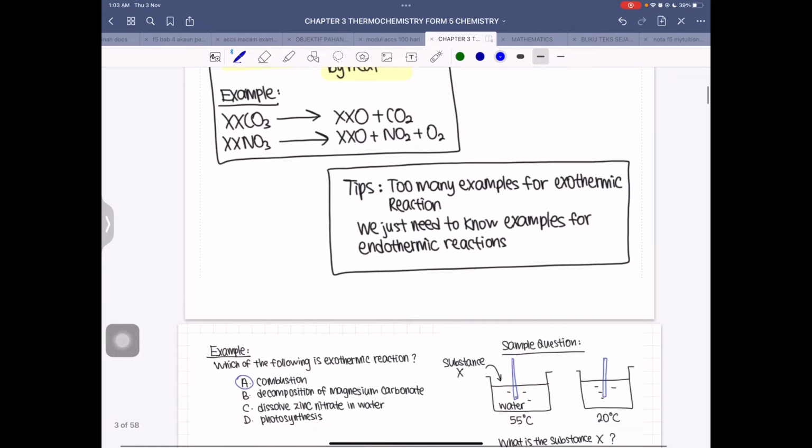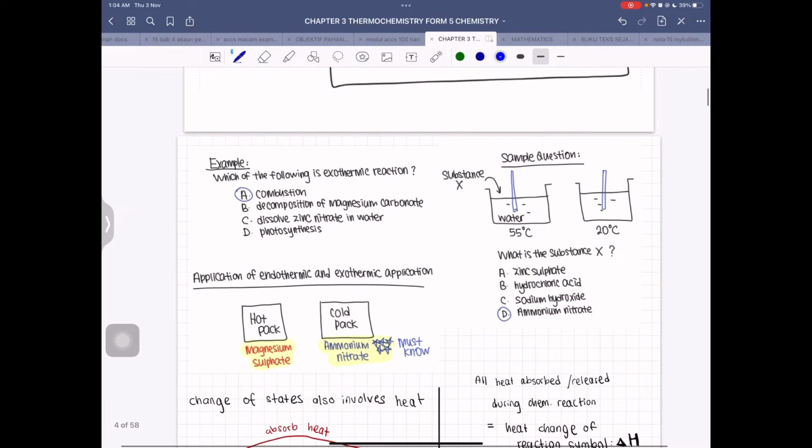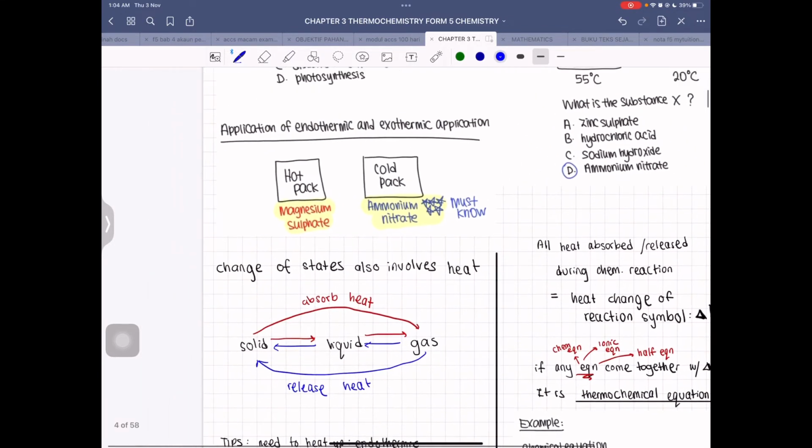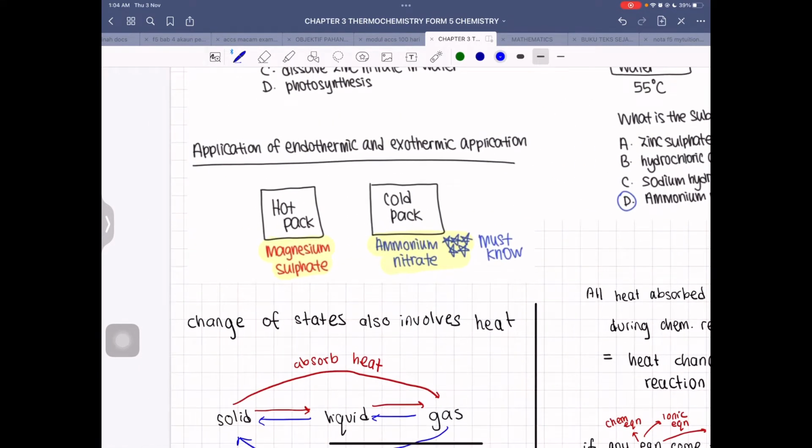Okay, so now we're just going to go next. Hot and cold packs, we just need to take note. Whenever it's a hot pack, we're dealing with magnesium sulfate, whereas for a cold pack, we're dealing with ammonium nitrate. And this is something you must know, magnesium sulfate. How to remember it, I'm not sure. You have to create your own acronyms or something.